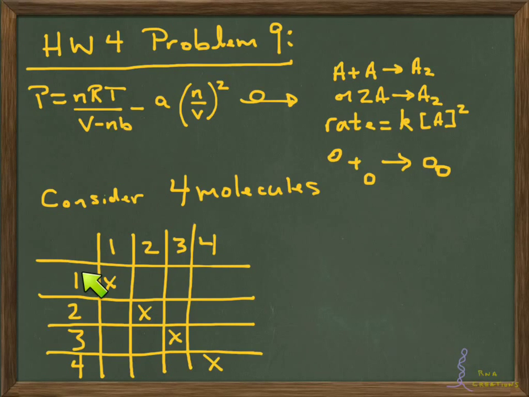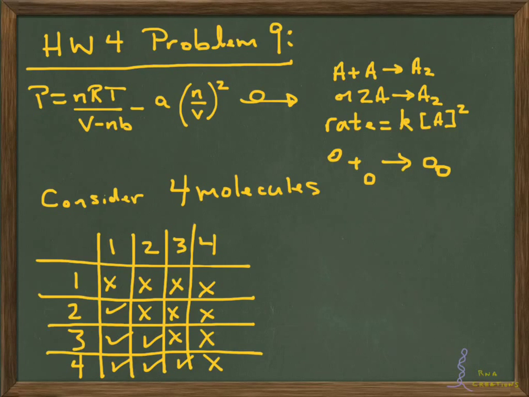We also know that if molecule 1 interacts with 2, that's the same as this combination of 1 with 2. So we don't want to overcount, so we'll go ahead and cross out all of the cells that are above the diagonal. That leaves us with these ones here, which are unique dimer combinations. I put a check mark there for them.